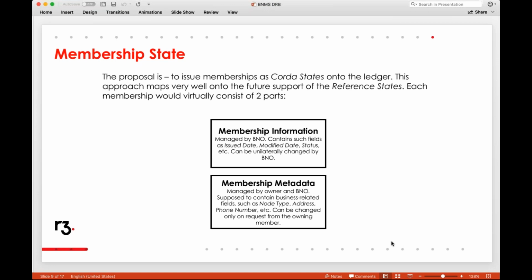And the other part is the member metadata. Member metadata is the way for the member to associate some metadata with his identity. So for example, this can be his node type, the role he's playing on the business network, or some metadata about his address or his contact details, and so on. Some custom metadata which is managed by the member itself.